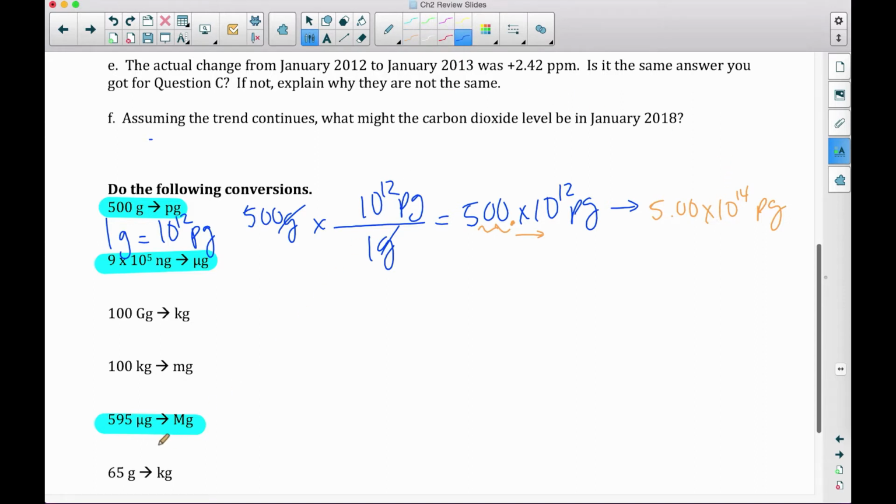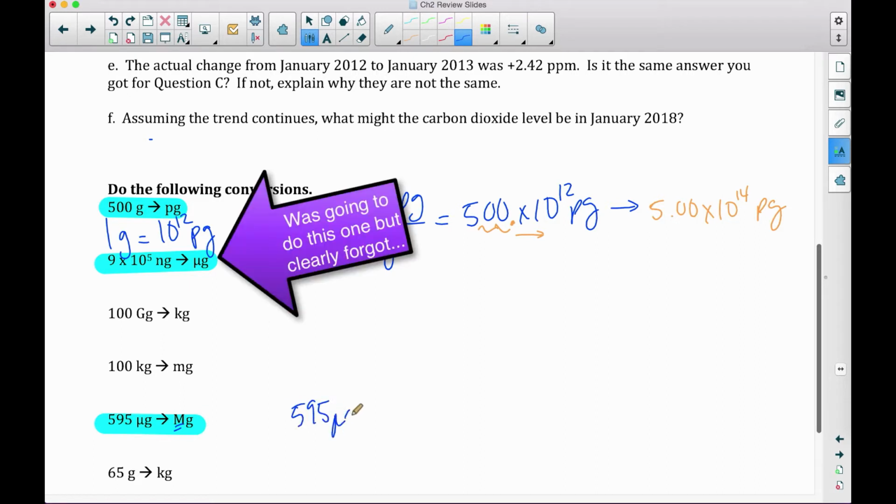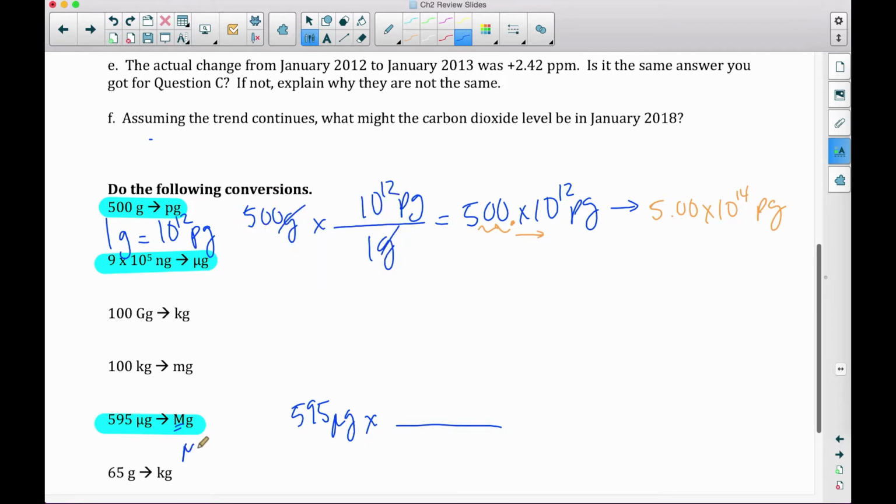We're going to do 595 micrograms to, what is this? Megagrams, right? So again, don't get confused. There are 3 different types of M's, okay? So we're going to start with our given, 595 micrograms. And then we've got to come up with our relationship. So micrograms, megagrams. Micro is 10 to the 6th smaller, right? So if here's 10 to the 0, micro is down here.